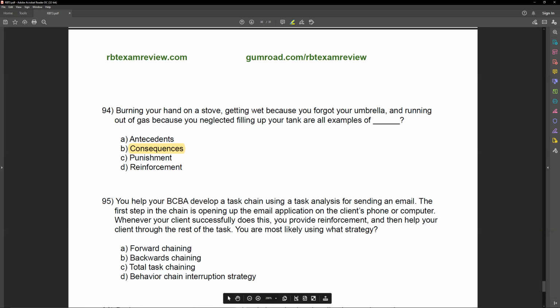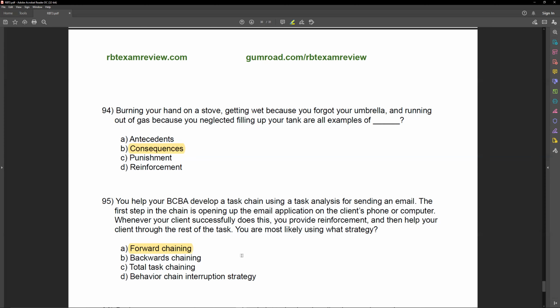Well, it's pretty clearly forward chaining. What is forward chaining? In forward chaining, you teach the first step first and reinforce after they engage in the first step, prompt the rest, and then you teach the first and second step, first, second, third, on and on. You're just teaching the chain front to back in order, just like we're doing in this situation.